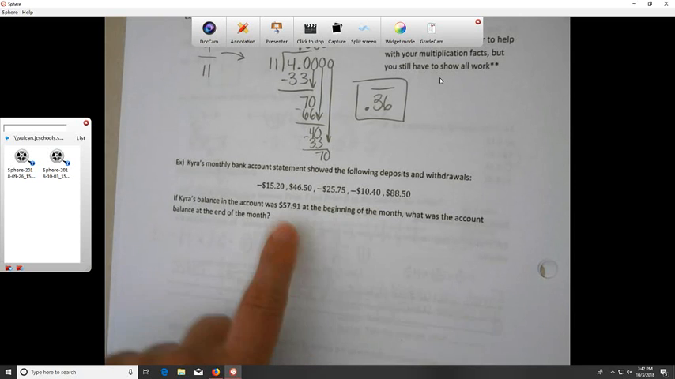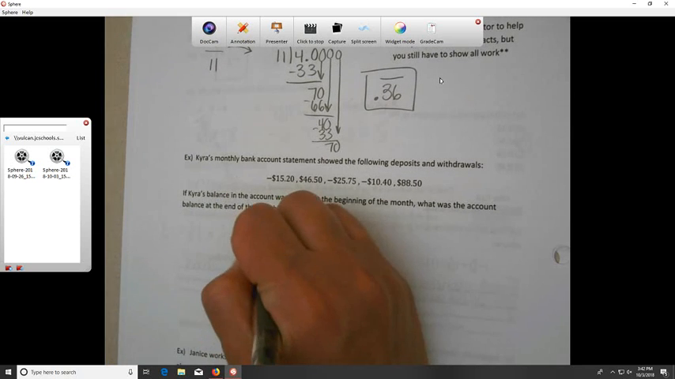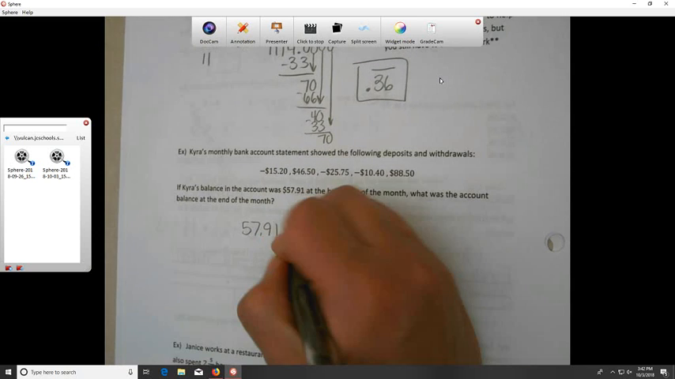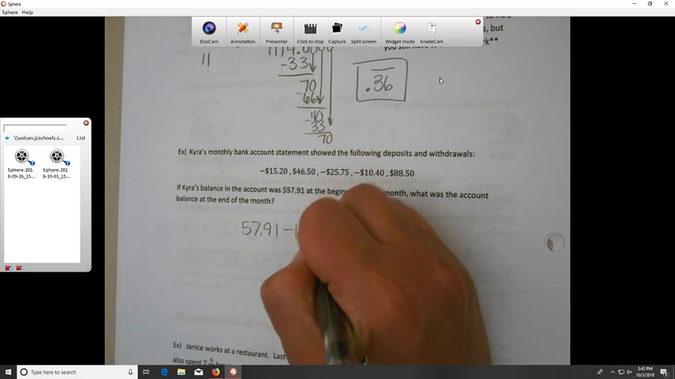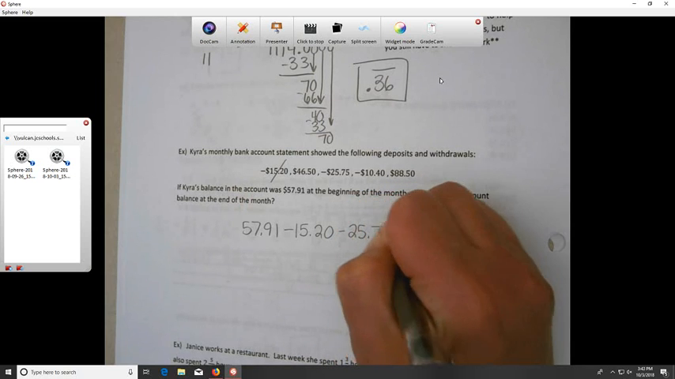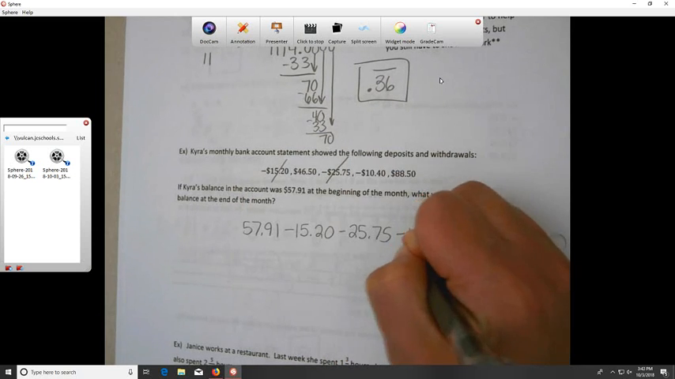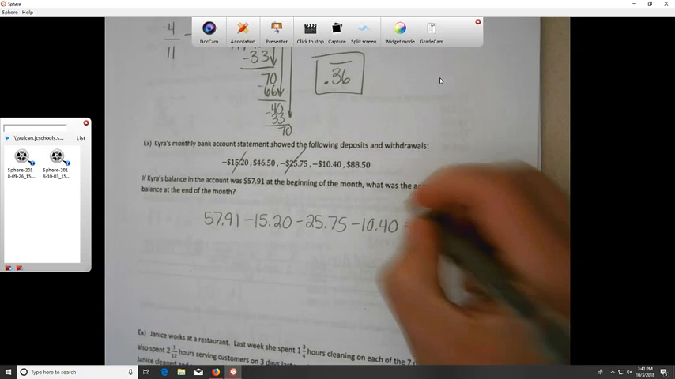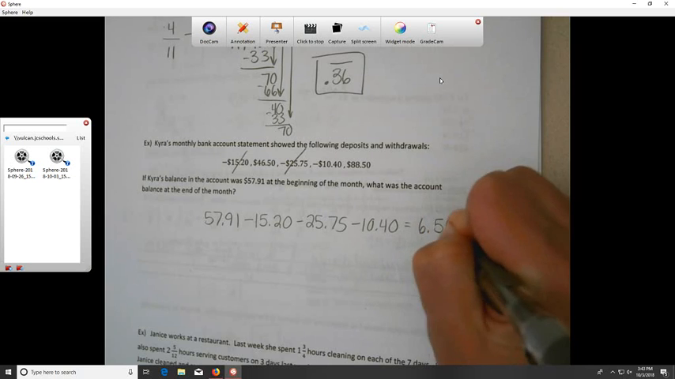So I'm going to start with that $57.91. There's multiple ways that you can do this. One way is, I'm going to take care of the withdrawals first. So I'm going to do minus $15.20 minus $25.75 minus $10.40. If you type all of that into your calculator, you're going to end up with $6.56.